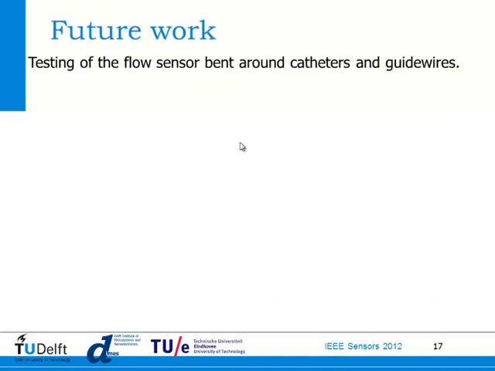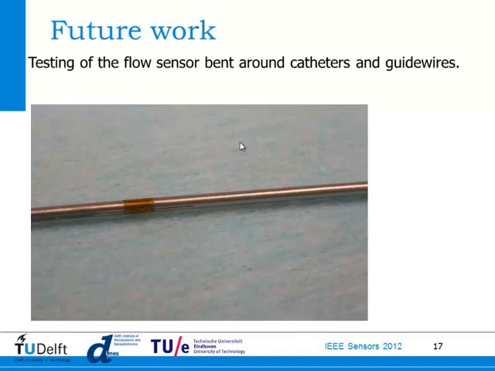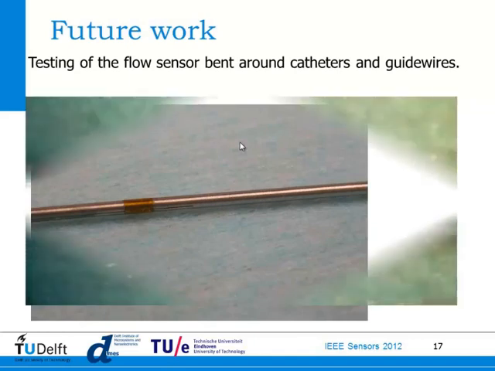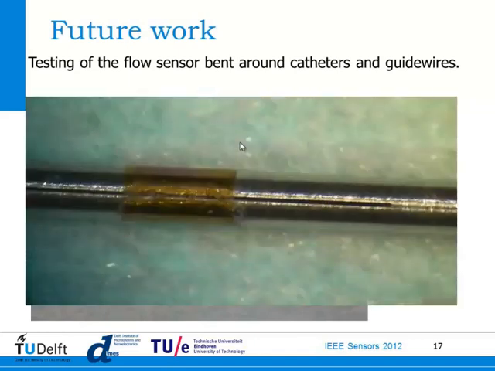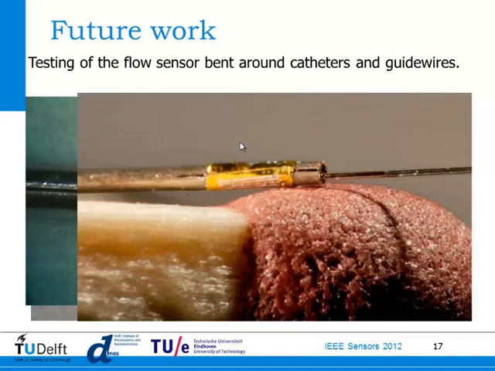As a future work, of course, we want to test those sensors bent around catheters and guide wires. As I said previously, it's not future work, but ongoing work because we've actually mounted those sensors here at the tip of a 1 mm diameter guide wire. You see here the slits for the foil to go inside, connected to the chip inside, and also at the tip of 360 micron diameter guide wires. You see how small it is compared to a normal match.